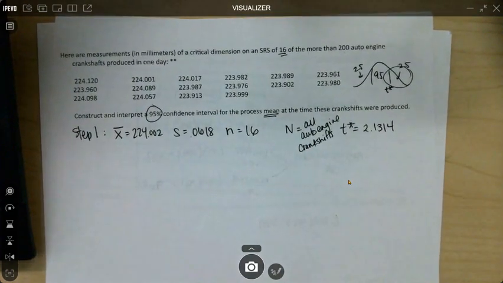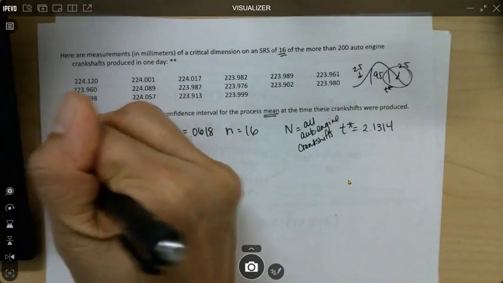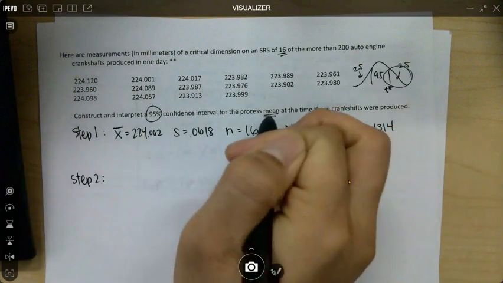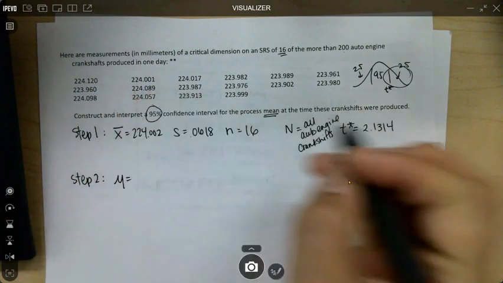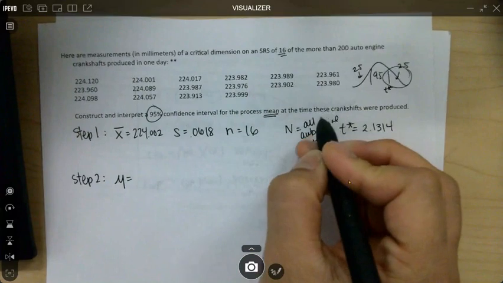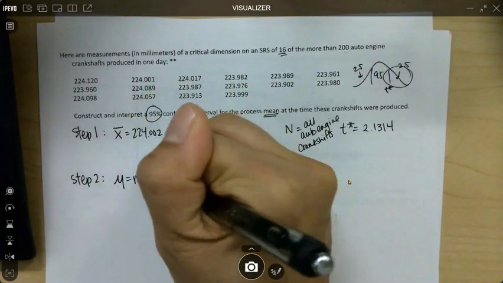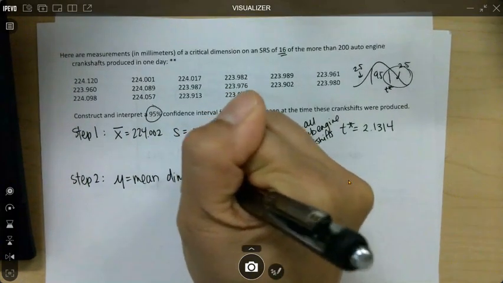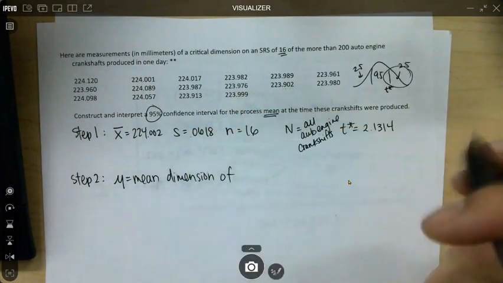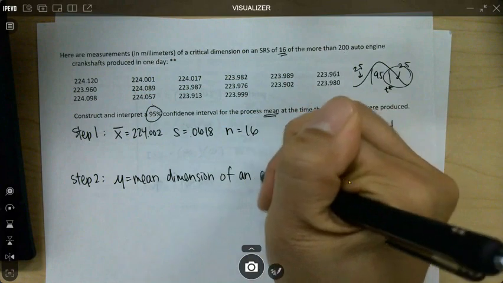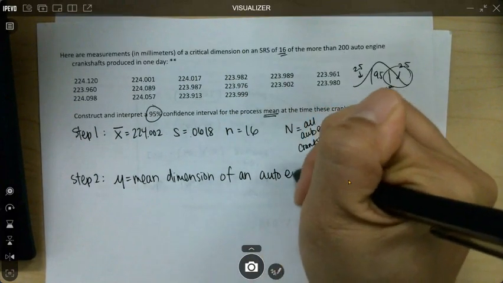Okay, so step 2 is to identify the parameter. So the parameter, since we're using mean, is going to be mu, and it's going to be the mean dimension of an auto engine crankshaft.